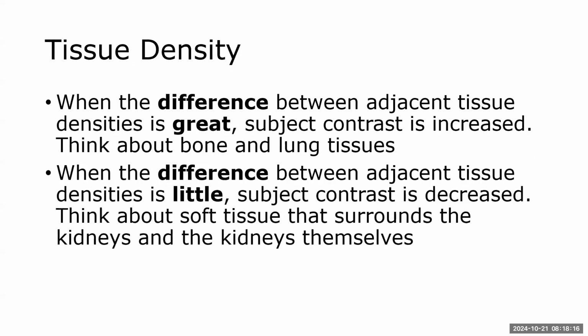And then the tissue density. When the difference between adjacent tissue densities is great, subject contrast is increased. Again, also think about bone and lung tissues. The bone is much denser. The atoms are much more compact in bone than they are in the lung. And when the difference between adjacent tissue densities is little, subject contrast is decreased. So think about soft tissue that surrounds the kidneys and then the kidneys themselves. You're not going to see a lot of difference there on the image between those two structures.